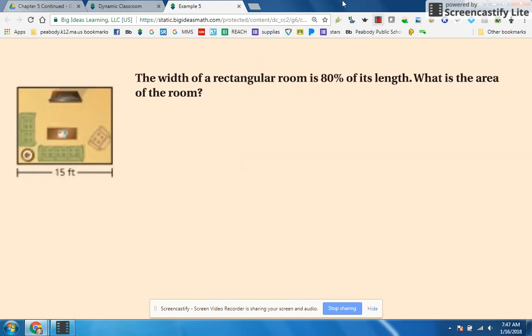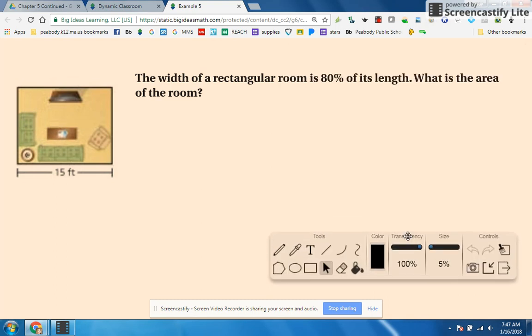All right, let's do this one together. So make sure you've done this one with me. So it says the width of a rectangular room is 80% of its length. What is the area of the room? So we need to do two different things for this. So the first thing we need to do is figure out what the width of the room is. They're saying that it's 80% of the length.